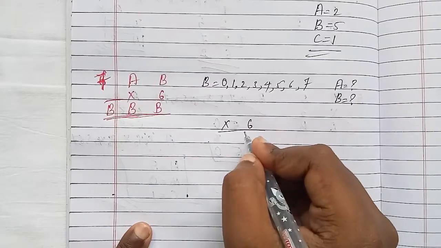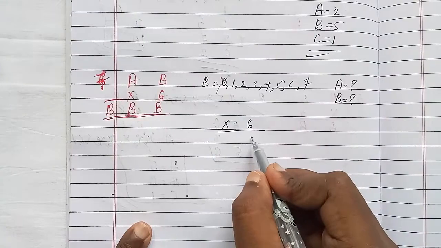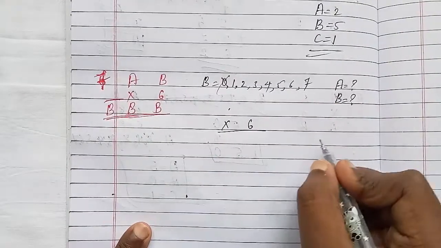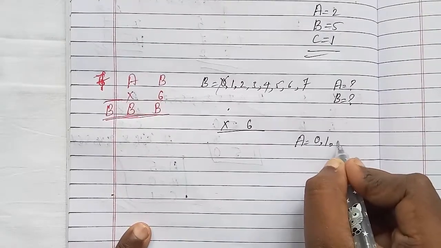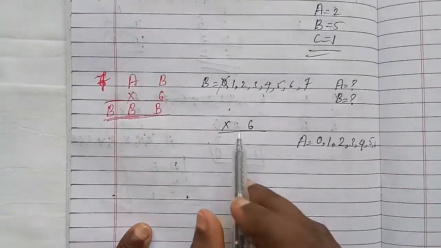6 zeros are 0. There is no formation of a B. The formation of a B is here, but in the place of A, we compare the values of A and B. A is equal to 0, 1, 2, 3, 4, 5 and 6.